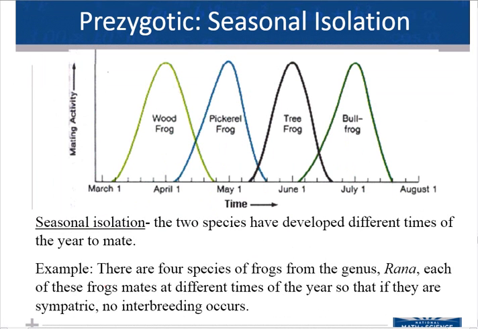Seasonal, this one's pretty straightforward. Pause it and jot down the information. I'm going to give you one more term for it, though. You might occasionally see this called, in fact your textbook might call this, temporal isolation. Temporal refers to time. So temporal or seasonal isolation, mating at different times of the day or different times of the year.